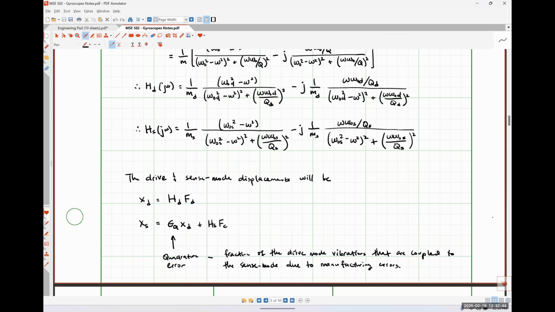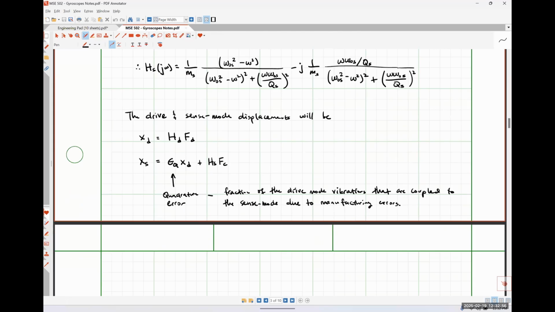for our sense mode, a simple harmonic oscillator, multiplied by our Coriolis force. So let's talk about that quadrature error thing a little bit first.